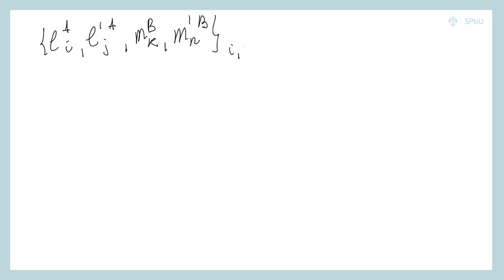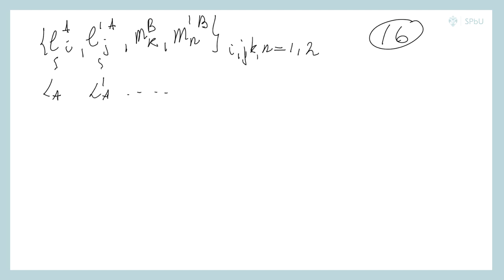And i, j, k, n can take the values 1 or 2. So we have 16 of these sets in total. Here L_iA are the possible values of the observable LA, L'_jA are the possible values of the observable LA prime, and so on.